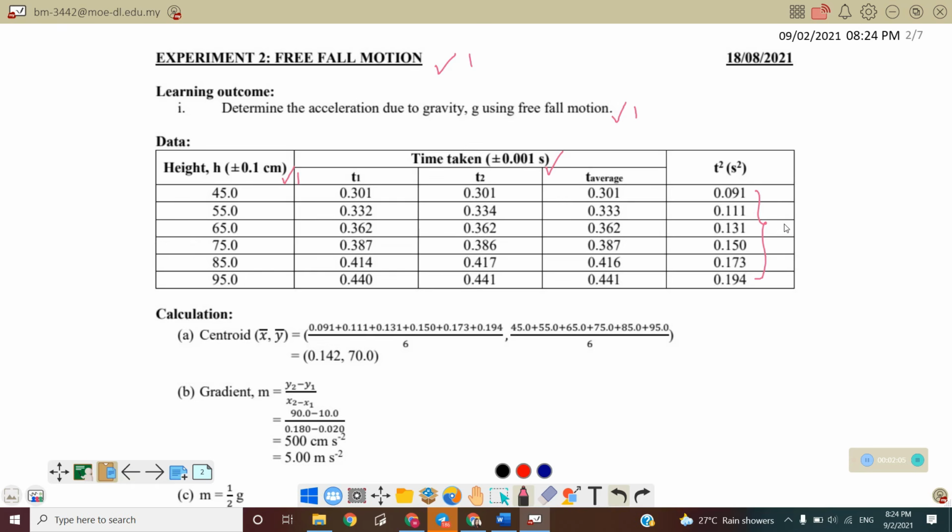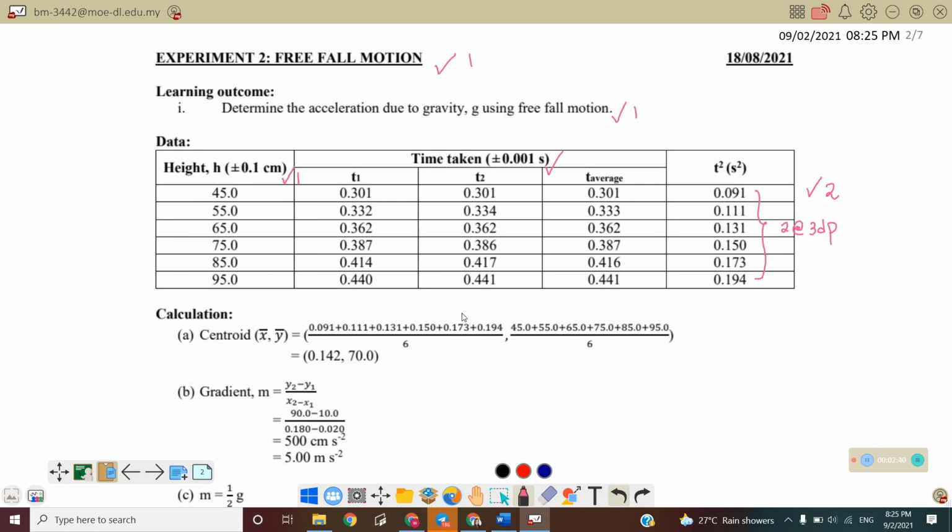For T squared, you must write either 2 or 3 decimal places. If you want to write 3 decimal places, you must write all the T squared values in 3 decimal places. If you want to write 2 decimal places, meaning 0.09, here you must write 0.11, 0.13 and so on, consistent with the decimal places. If you calculate all of this correctly, you will get another 2 marks.